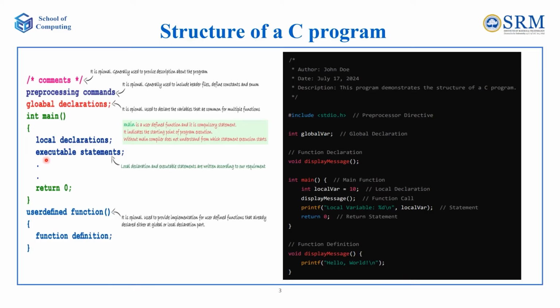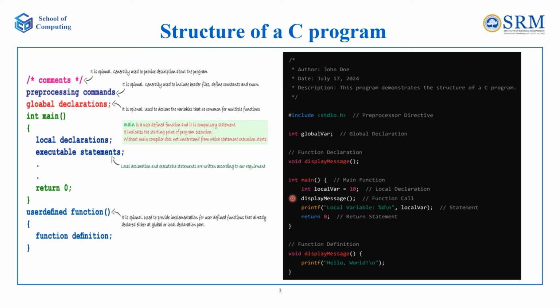And next we have the executable statements. These are the executable part of the program where the operations, assignments, function calls, and control statements like loops and conditional statements can be written. Here is the statement named printf. The local variable is being printed through this statement. And for the executable statement, we have an example function called display_message().